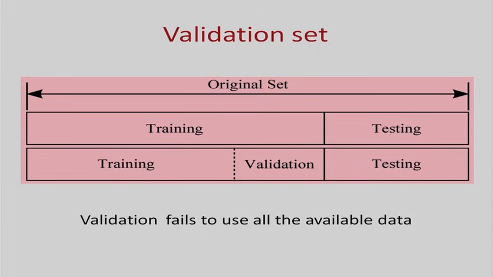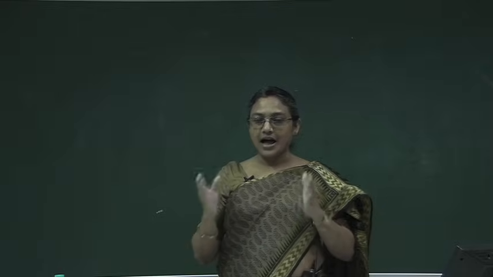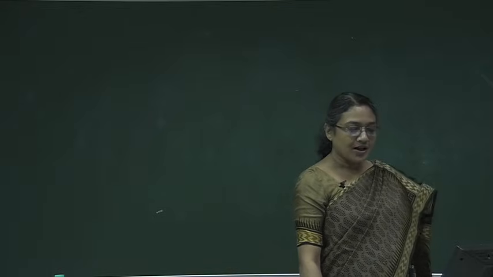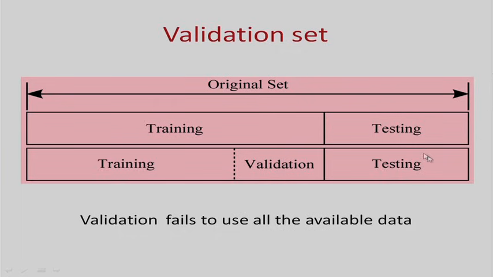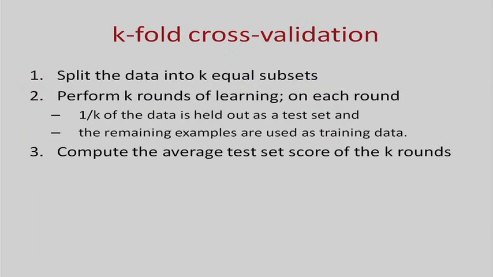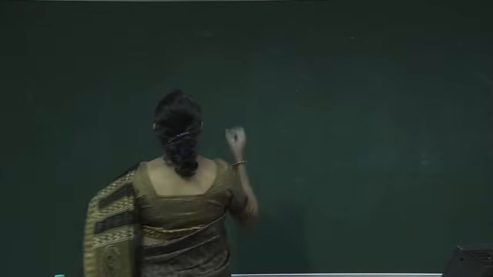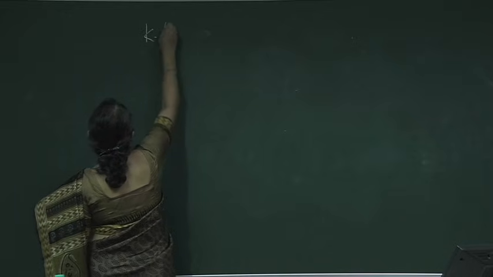So, the validation set is used during training, to tune the model parameters. After the entire training is over, then you check the accuracy of your hypothesis on the test set. So, when you do validation, if you are splitting your data into these parts, validation fails to use all the available data. So, we will come up with a scheme called cross validation, and let us look at what is k-fold cross validation.